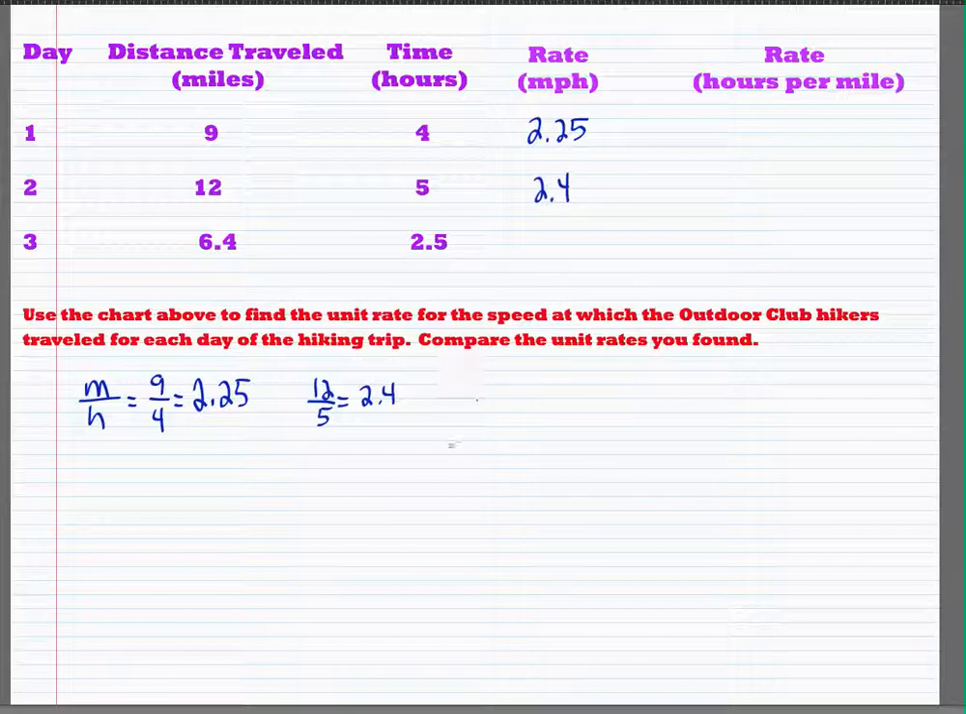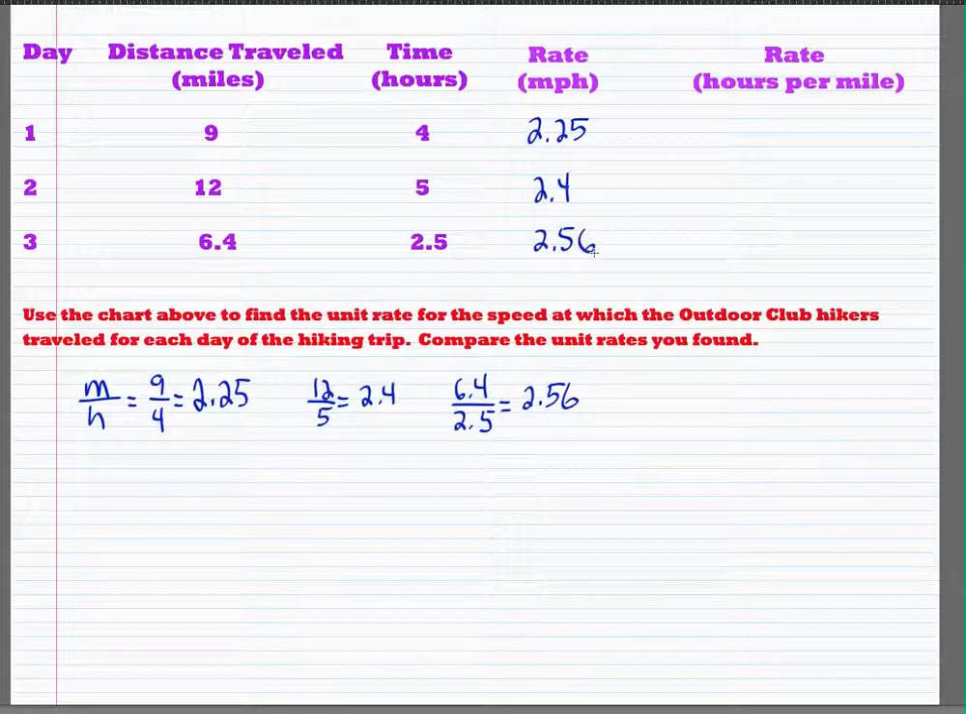And the third day, again, we stick with the same miles on top and the hours on the bottom. That gives us 2.56 as our rate. Now, we essentially just found the unit rate in terms of miles per hour, but we can also find a unit rate in terms of hours per mile, which is just the exact opposite. To find the miles per hour, I put miles on top and hours on the bottom. To find the hours per mile, I'm just going to flip that around.